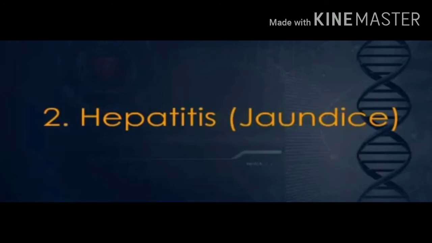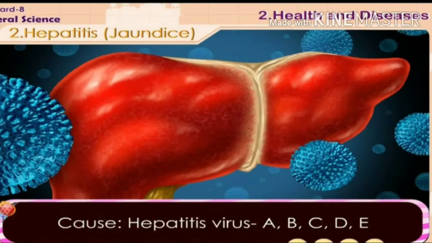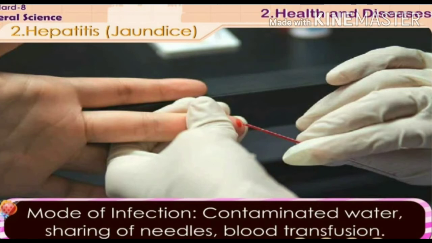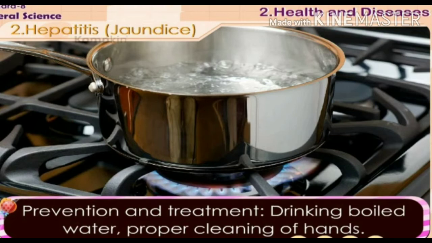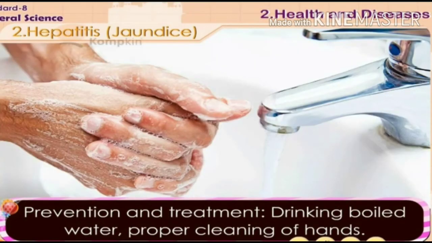Number 2, hepatitis, that is known as jaundice, caused by hepatitis virus A, B, C, D and E. Mode of infection: hepatitis is caused by contaminated water, sharing of needles and blood transfusions. The symptoms of hepatitis, that is jaundice, are anorexia, yellow urine, general weakness, nausea, vomiting and grey stool. These are the symptoms of hepatitis. Prevention and treatment of hepatitis: drinking boiled water, proper cleaning of hands.